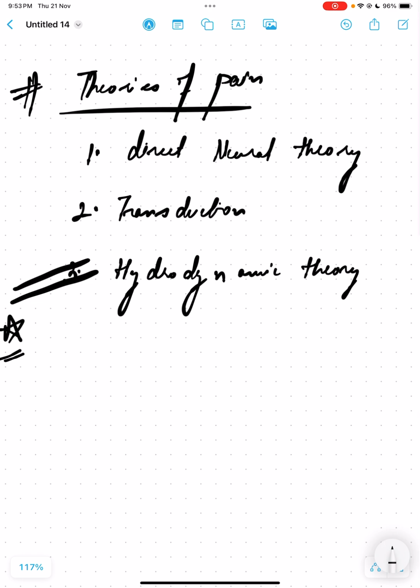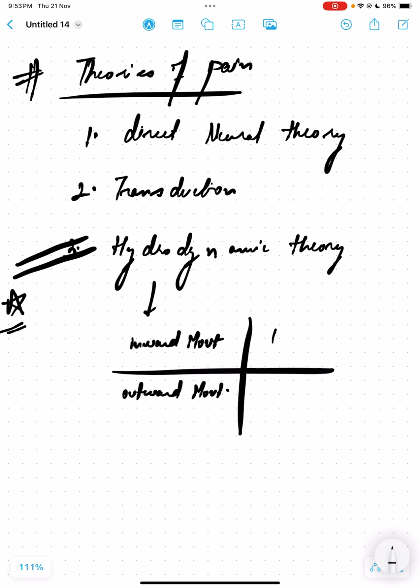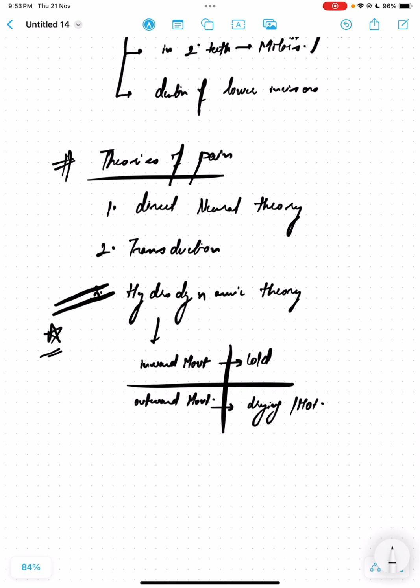As per it, inward movement and outward movement of fluid occurs when there is a cold stimulus present. Then there will be inward and outward movement due to drying or hot conditions of the exposed dentin. The most important theory is the hydrodynamic theory.